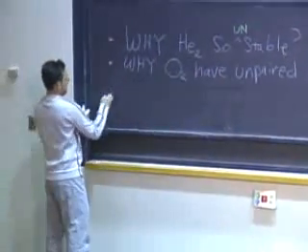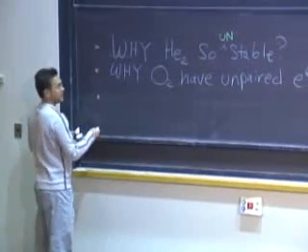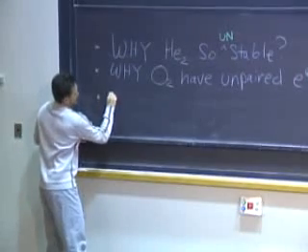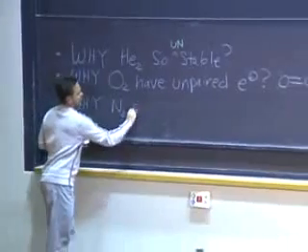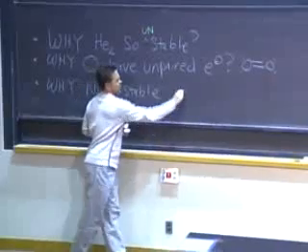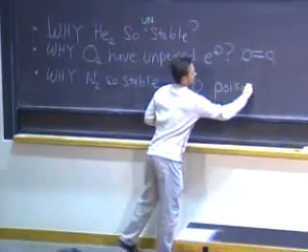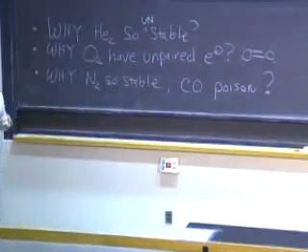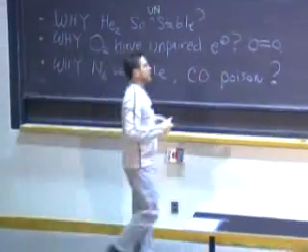And then the final two questions that I will fold into one line here, given the way I'm using up space on this board, is why is N2 so stable? And why is CO poison? Okay, so MO theory can shed a very clear light on all of these questions. And so that's what we'll work on for the rest of the hour.